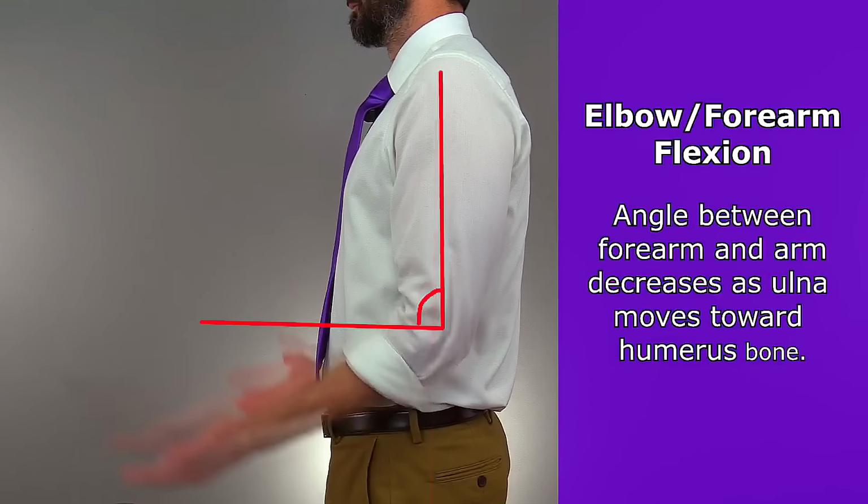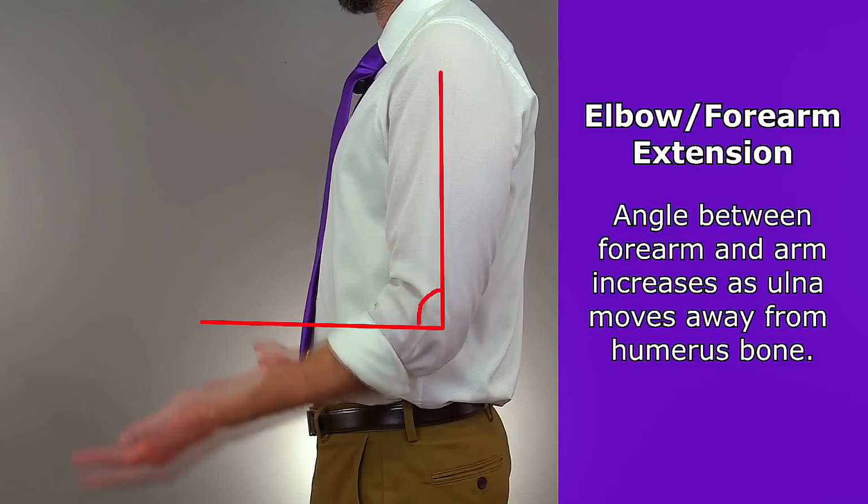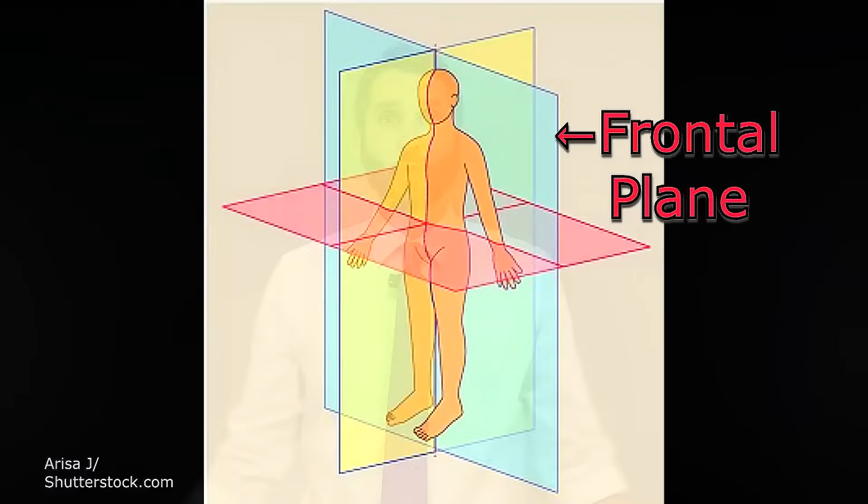Now, unlike flexion and extension body movements, which mostly take place within the sagittal plane or parallel to the sagittal plane, abduction and adduction movements are mostly going to take place within the frontal or coronal plane. However, the thumb is one exception, and I'll demonstrate abduction and adduction of the thumb later in this video.